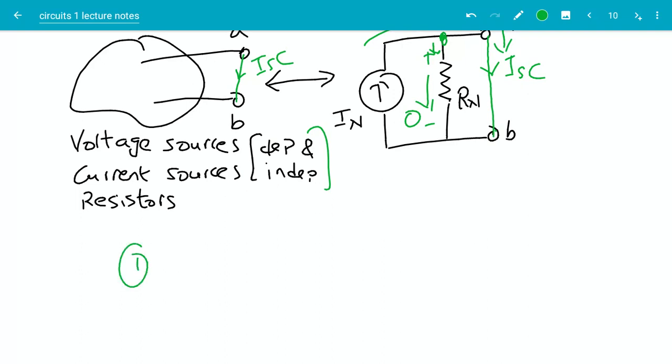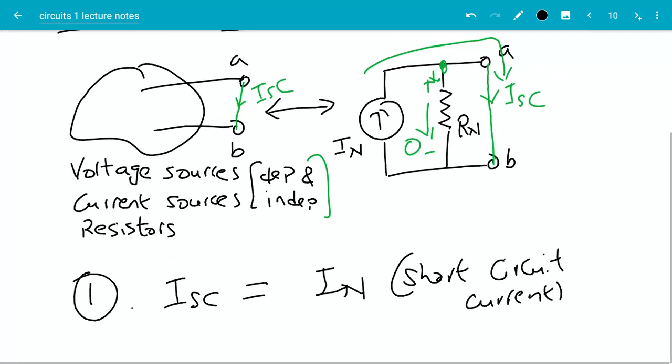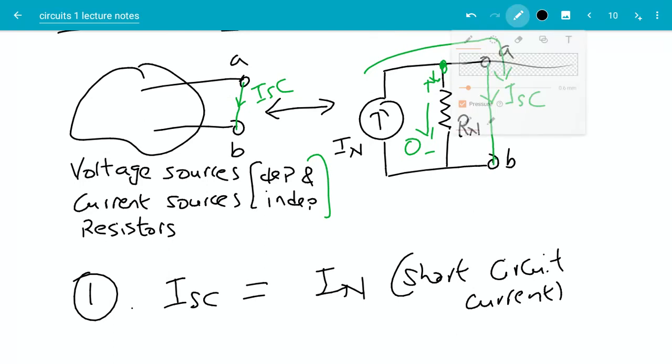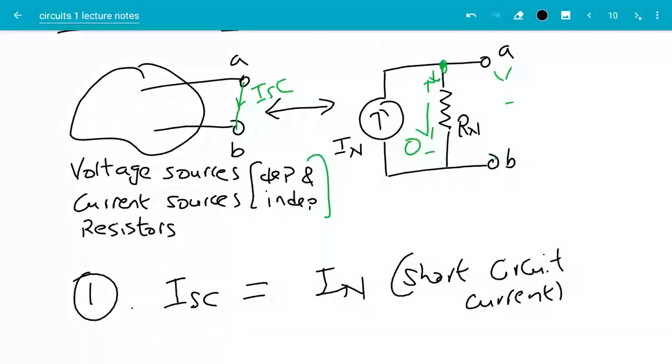So the first way you measure IN is that the short circuit current, ISC, is equal to IN. Now we know how to measure IN. The next question is, how do you measure RN?